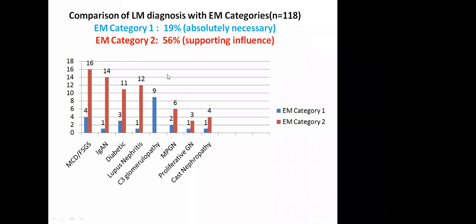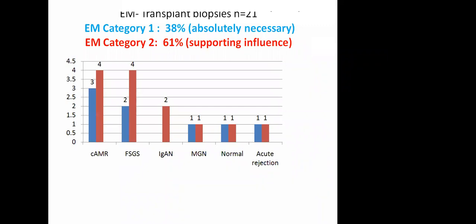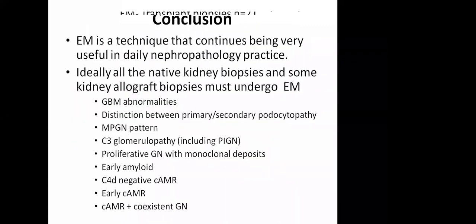C3 glomerulopathy, it is required in all cases because it will differentiate whether it is DDD, dense deposit disease, or C3 glomerulonephritis. Immune complex mediated MPGN, not required, but MPGN with dysproteinemia, you should do EM in these cases. Proliferative GN, not significant. Cast nephropathy, yes, it is required just to rule out coexistent disease like early amyloid associated with cast nephropathy. So what I want to conclude is that EM is a technique that continues being very useful in daily nephropathology practice.